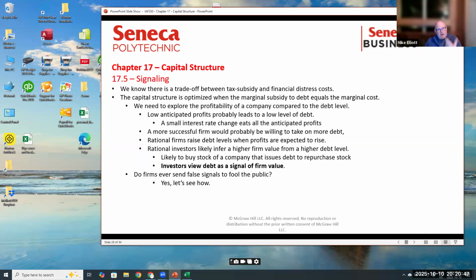If a company issues stock, what message does that send to the market? If they issue debt, what message does that send to the market?